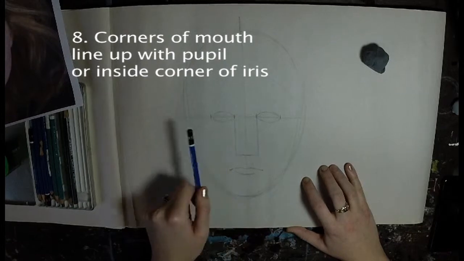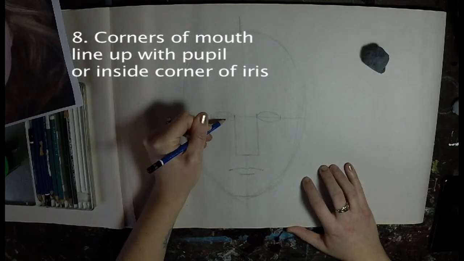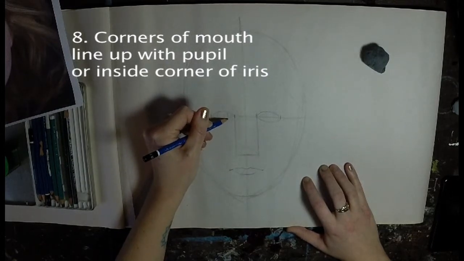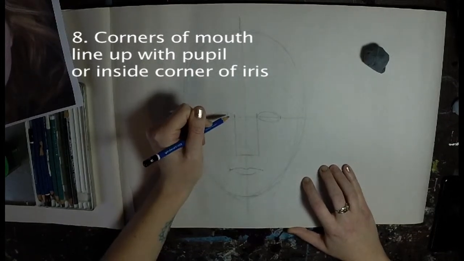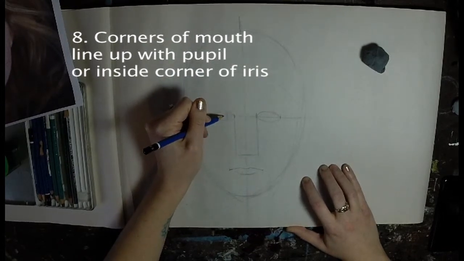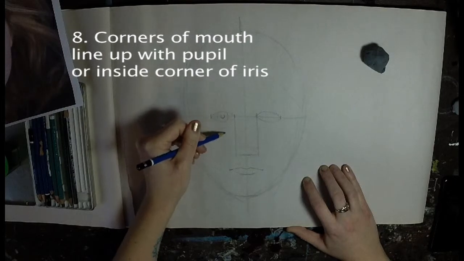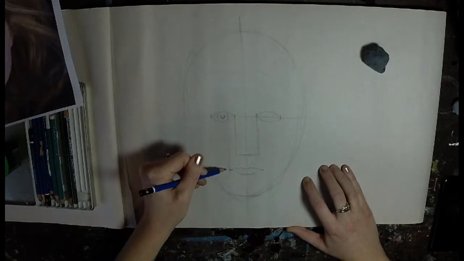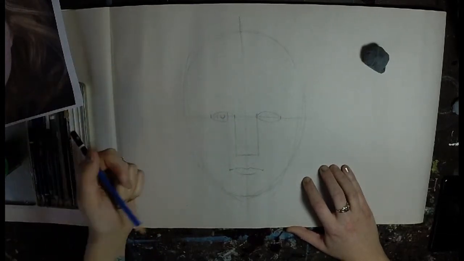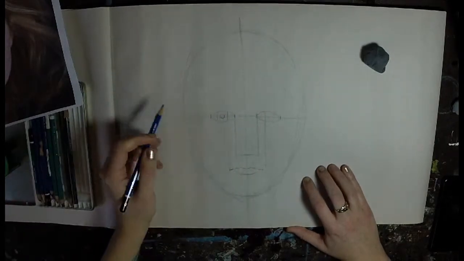Usually the corners of our mouths line up somewhere between the inside edge of our iris. So this line right here, the inside edge, that's what I have it lined up with. That's what my mouth lines up with. Or the center of our eye, which would be the pupil. So you need to check your own anatomy to be accurate. So mine is about right here. Yours might be out a little bit farther. Again, everybody's different. So we'll just draw these straight down.